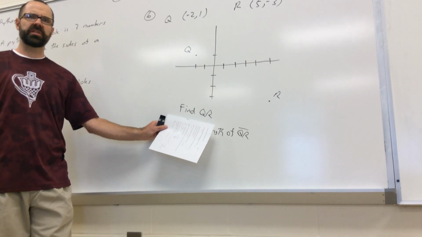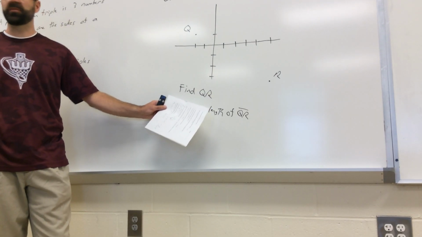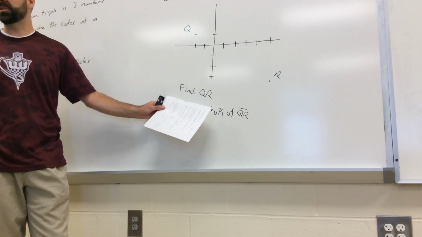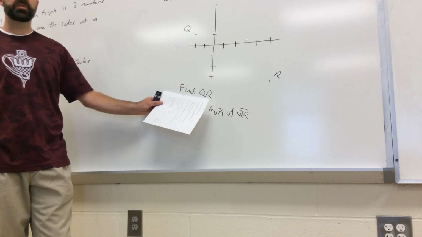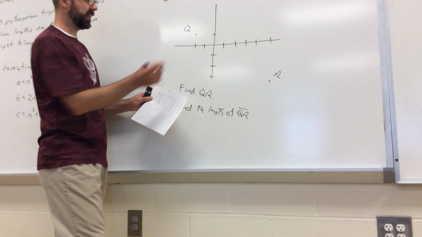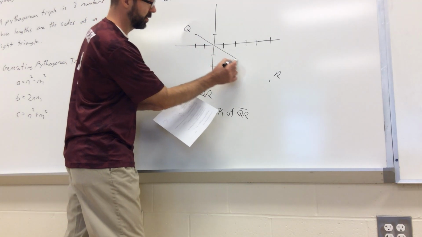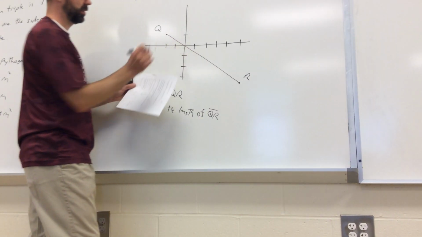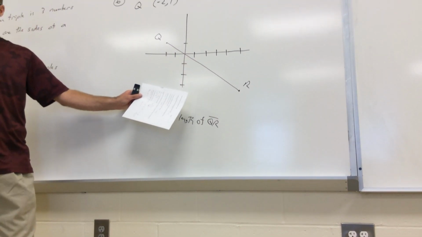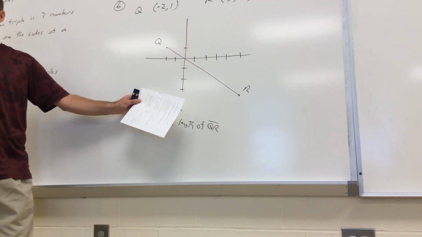So that can be confusing because it'd be better if they'd write out the whole sentence, but you need to know the symbols too. Okay, so we're going to go back to our picture, and here's the line segment QR. And what we're trying to figure out is the length of that.